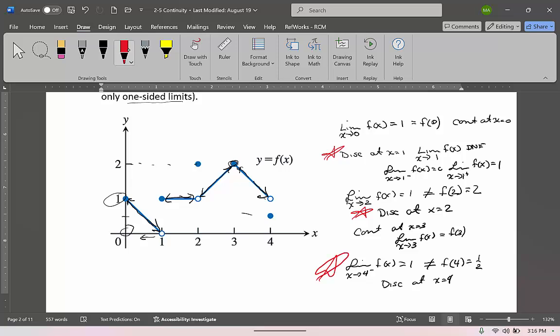Okay, so basically, this is how you would show that there are discontinuities in a graph, by showing either the limit doesn't exist, or if the limit exists, it does not equal the value of the function, or the function is not defined at that point. So those are the three things we look for when we're looking for discontinuities.